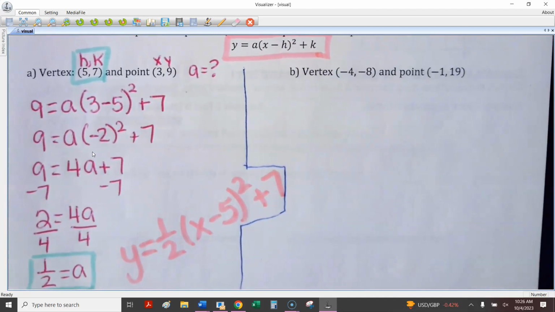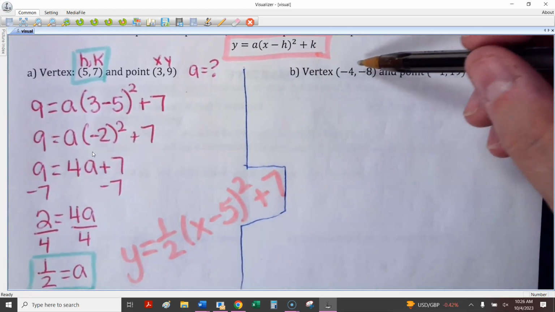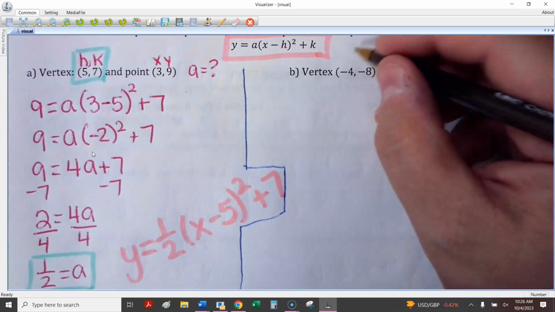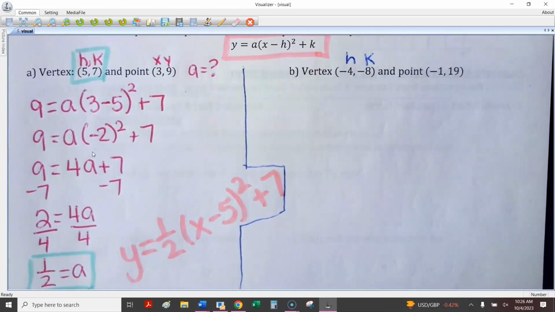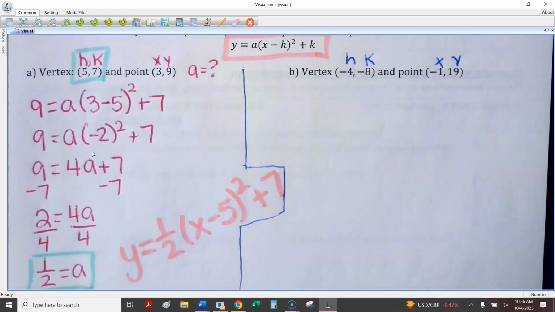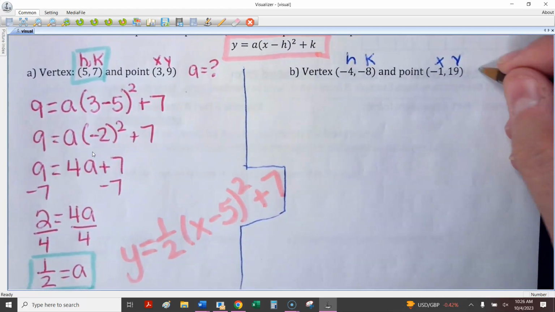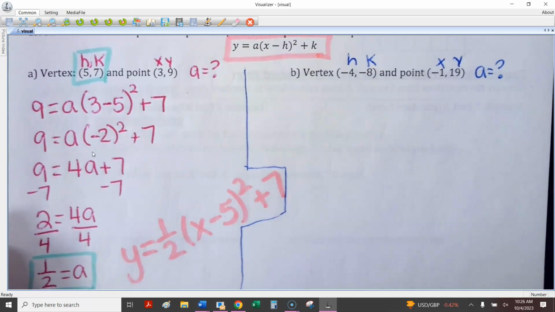Okay, now I'm going to practice this with you one more time. This one has some tricky negative values in it. But just remember, h and k has to be for the vertex, and then whatever the other point is they give you. For this question, they give me negative 1, 19. You're going to sub that in for x and y, and we're just going to do this algebraically. A is what I don't know. That's the only thing I wouldn't be able to fill in for that formula to write the equation that's going to go through these 2 points.